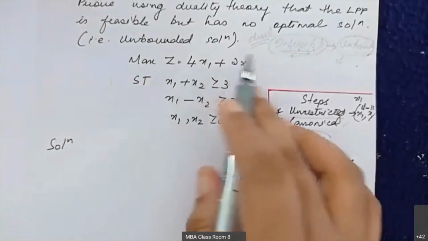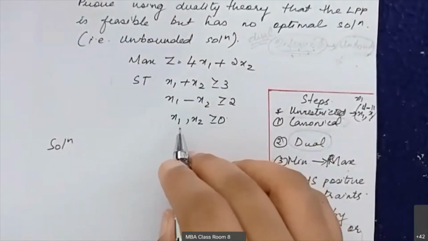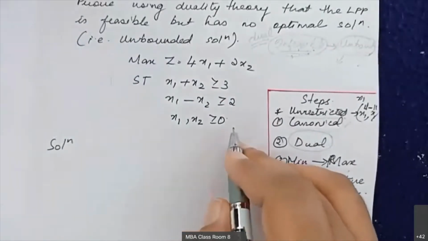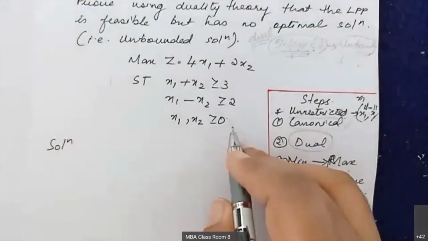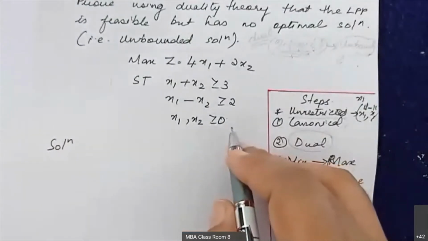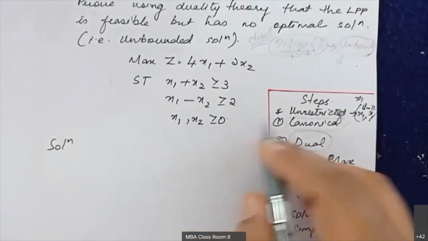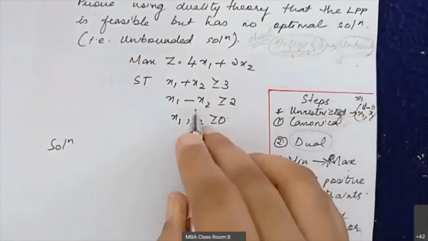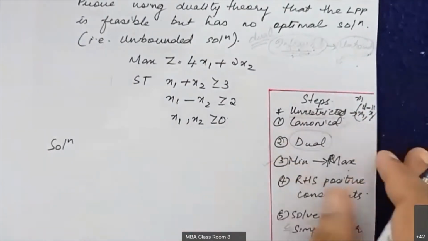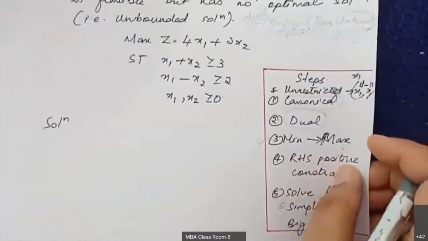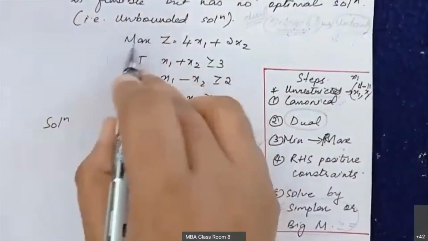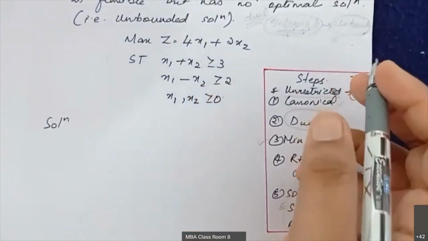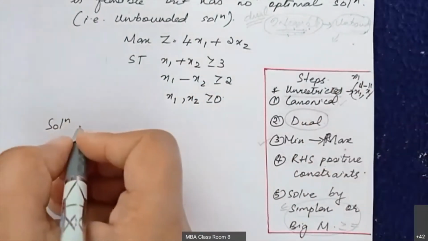But in this question, what is given? x1 is greater than 0 as well as x2 is also greater than 0. That means x1 and x2 will take only positive values. In that case, we don't have to replace it with any of the previously told things. Immediately, we can convert this into the canonical form. Canonical form, what is the meaning? This is a maximization problem, so all the constraints should be of less than or equal to type. Okay, so I'm writing it.